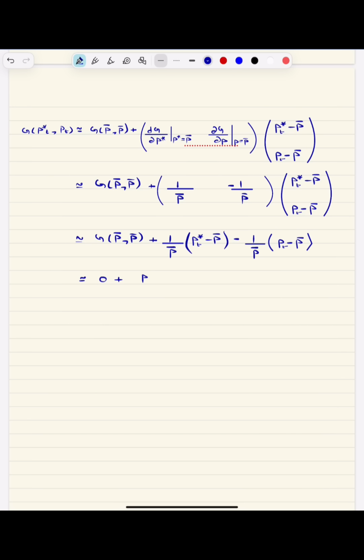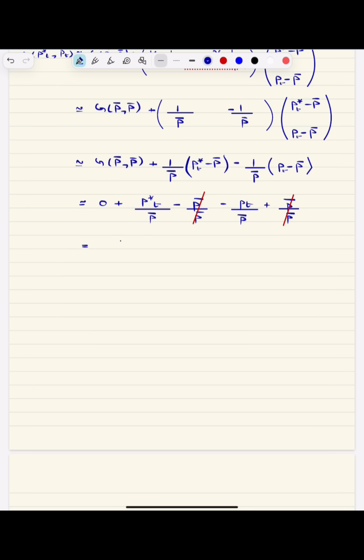Then I have P star T over a P bar minus P bar over a P bar, which is just a 1, minus PT over a P bar, plus P bar over a P bar, which is a plus 1. So this gets cancelled out, and therefore we have a 1 over a P bar. So this is the linear approximation.